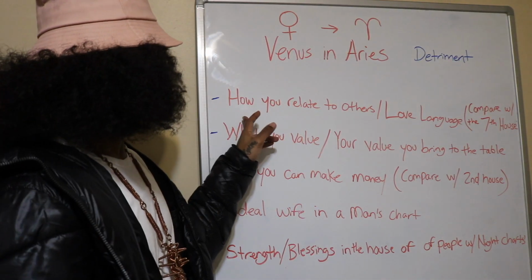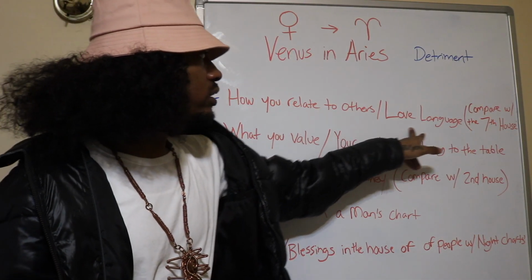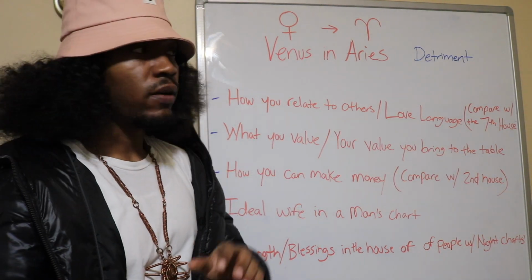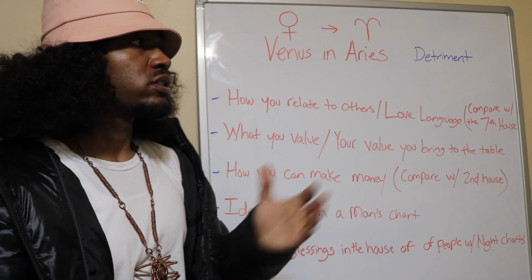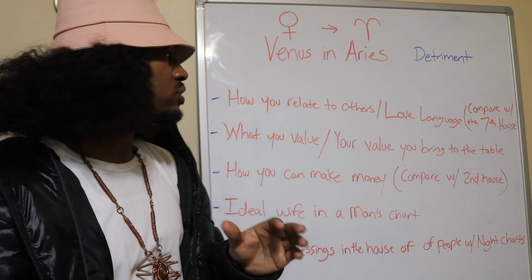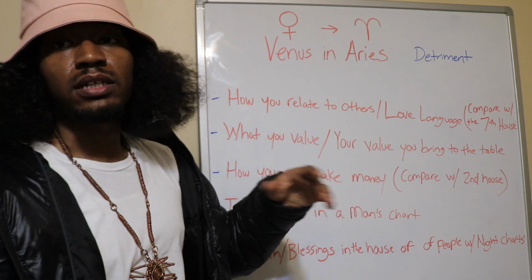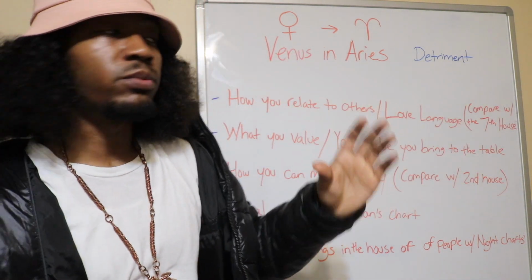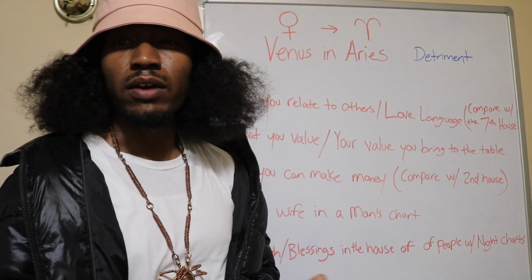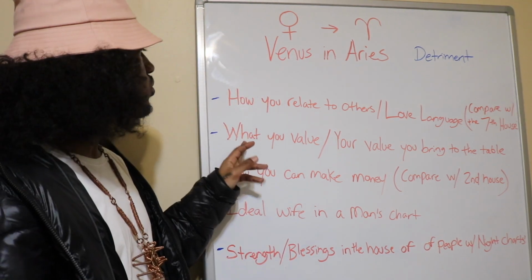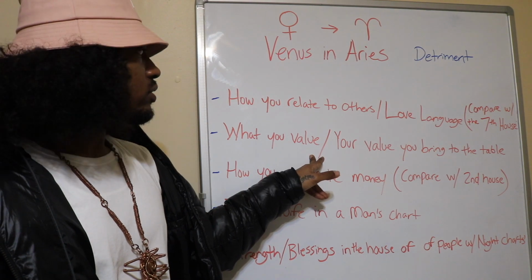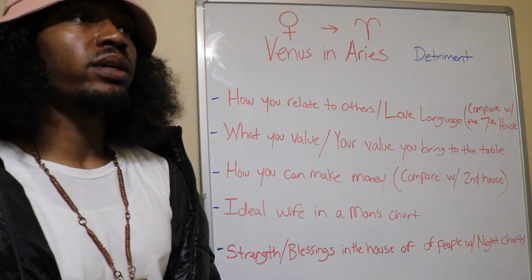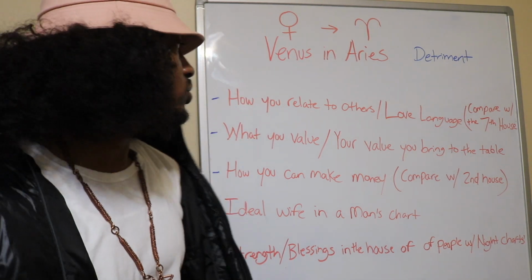Before we go deeper, let's talk about everything. Planet Venus can show how you relate to others, and it can show your love language. And remember, I told you guys, even in the Mars series, there are multiple areas you have to look into in a chart, and you have to compare these energies. So look at your Venus sign, even the aspects, but also look at your 7th house. That's going to show how you relate to people too, and a bit of the love language, since that's how you relate to others. It's also going to show what you value, and the value you can bring to the table. When I say bring to the table, that's just in general in this life.